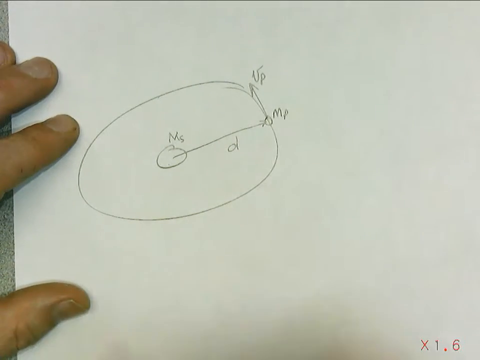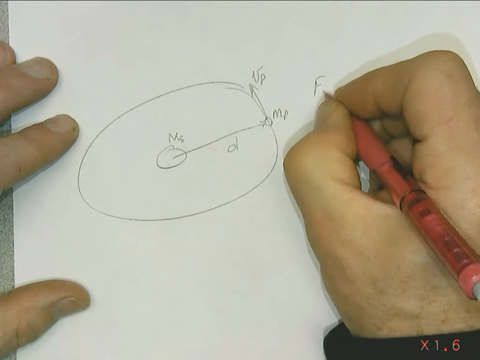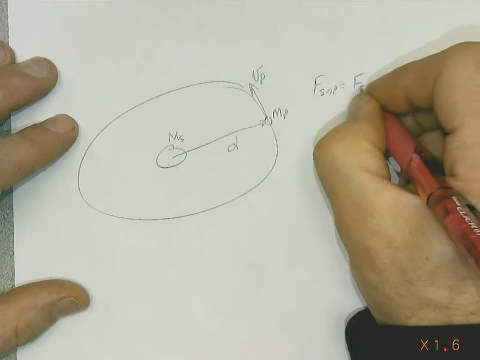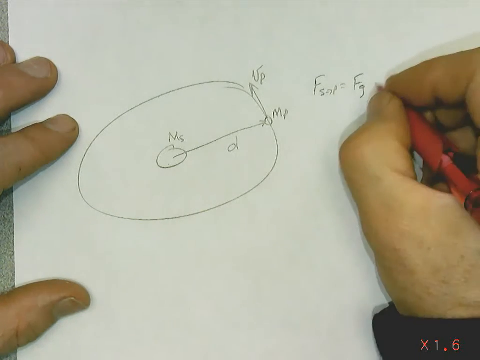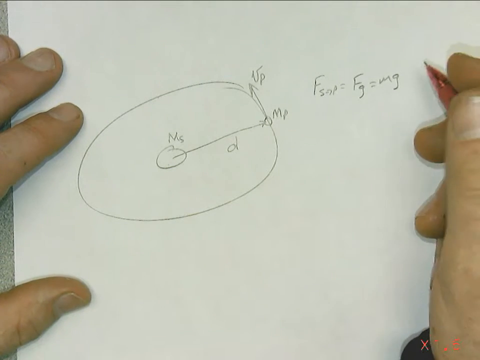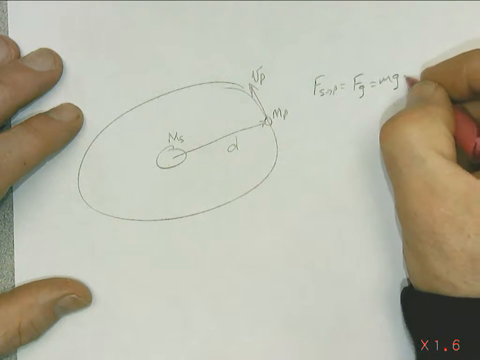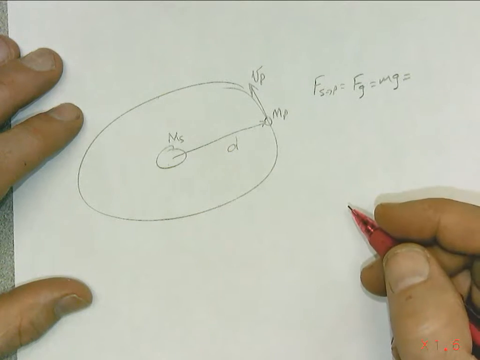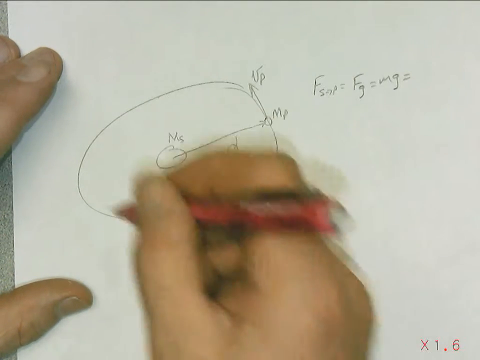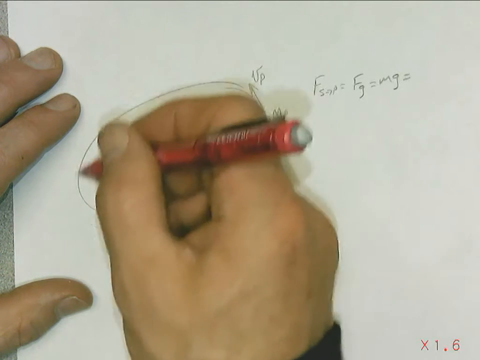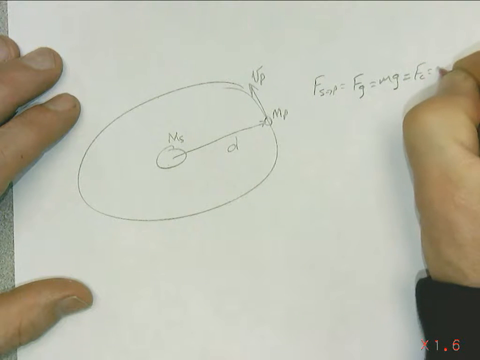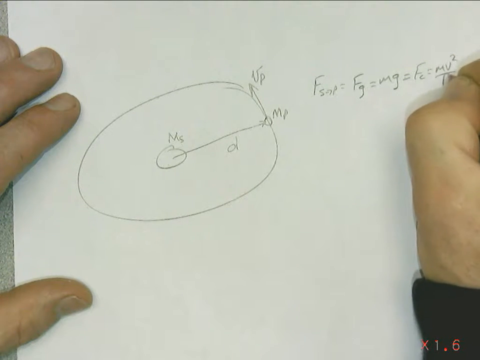Well, if you think about it, force of star on planet is equal to the weight, Fg. It's just the weight, which is mg. However, we don't know what g is, do we? But the weight is also equal to the inward force on the planet, which is the centripetal force required to make it go around in its orbit. So that's also Fc, which is mv squared over r.